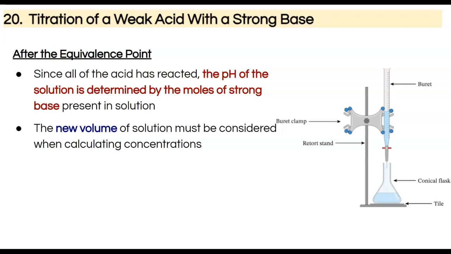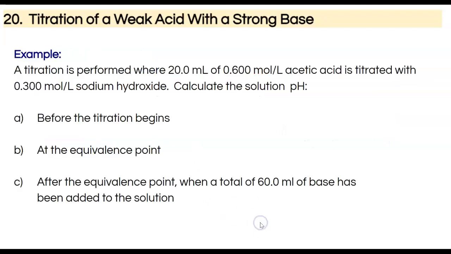All right, so let's talk now about a typical type of question that you might be asked to complete. Let me read it out for you. It says a titration is performed where 20 milliliters of a 0.6 mole per liter acetic acid is titrated with 0.3 moles per liter sodium hydroxide.